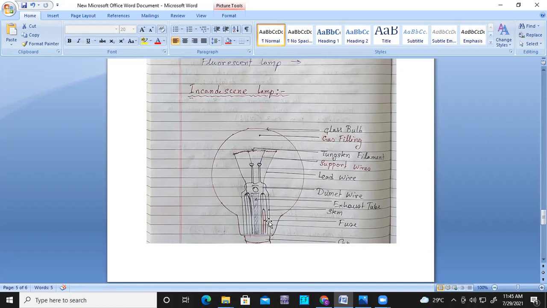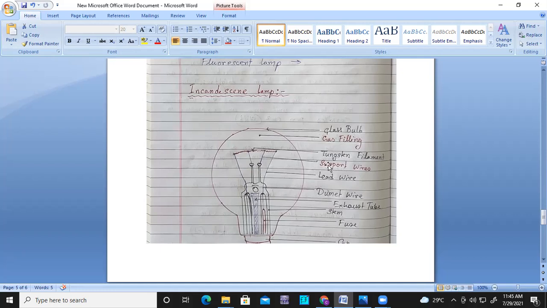And in this case there is the fuse body. Sometimes there is a fuse here, which can be used to break the circuit. So it is all about the incandescent lamp.